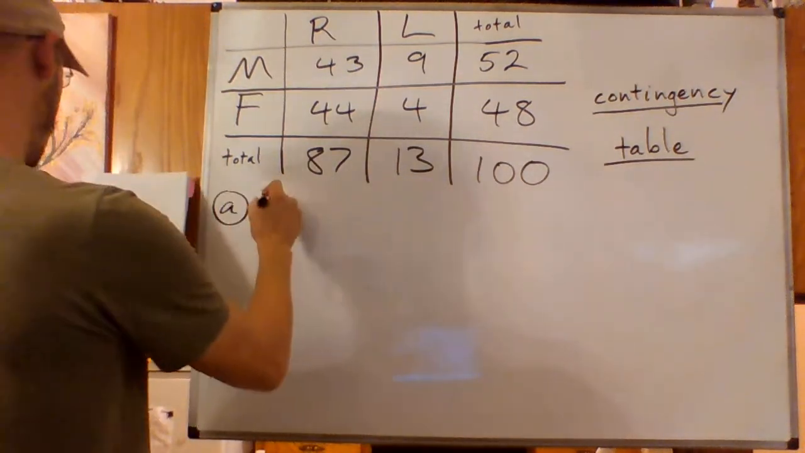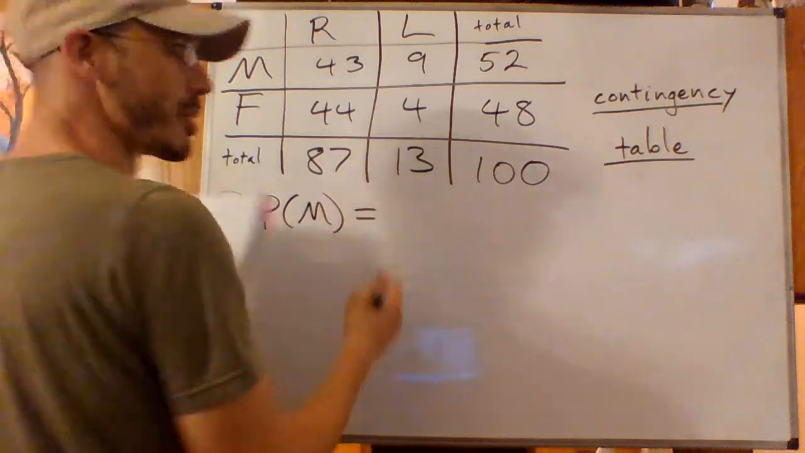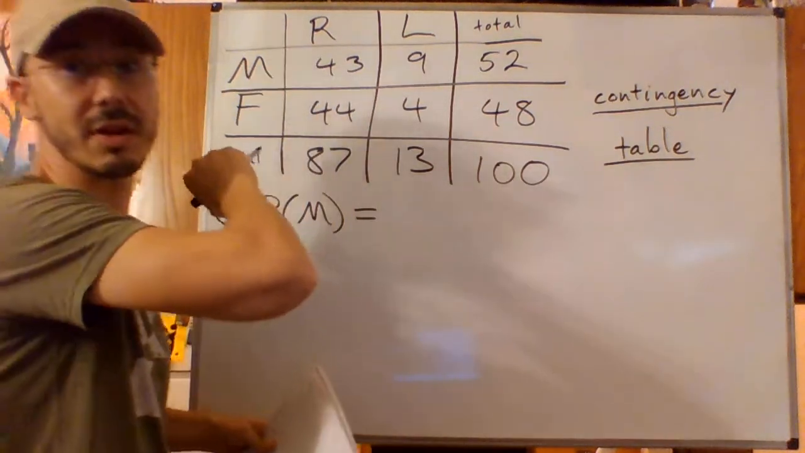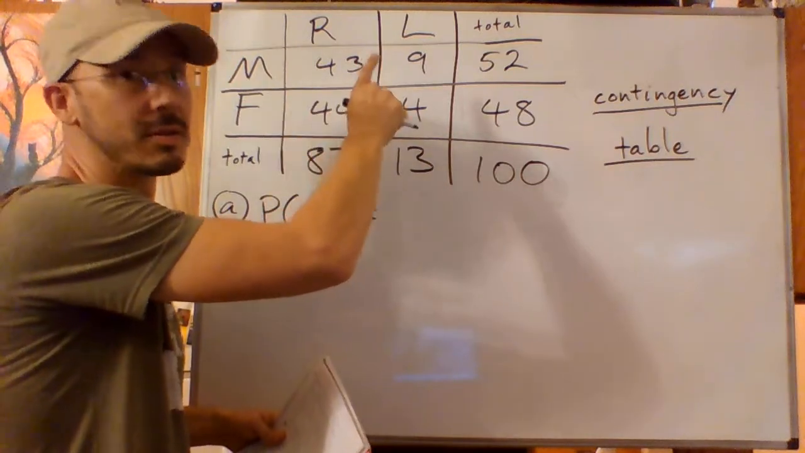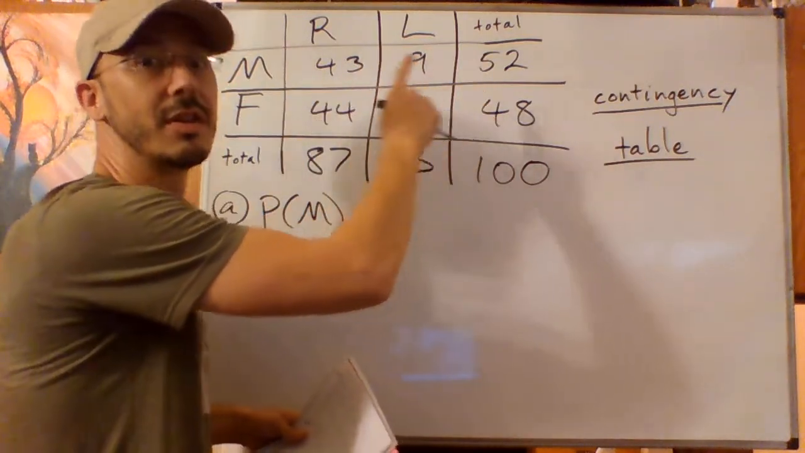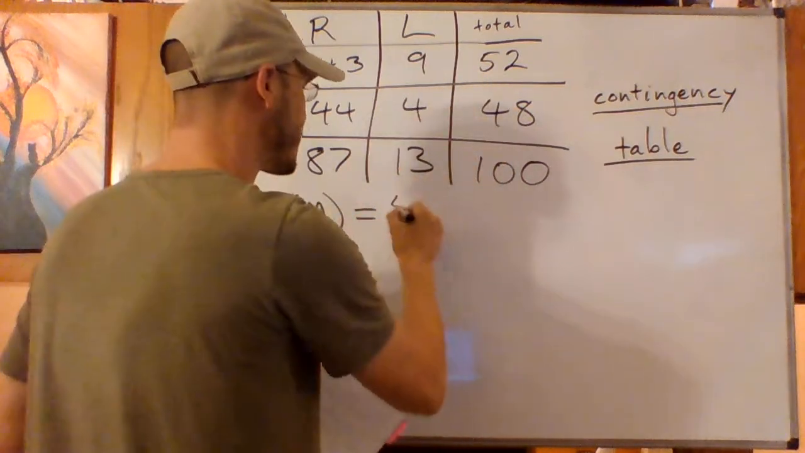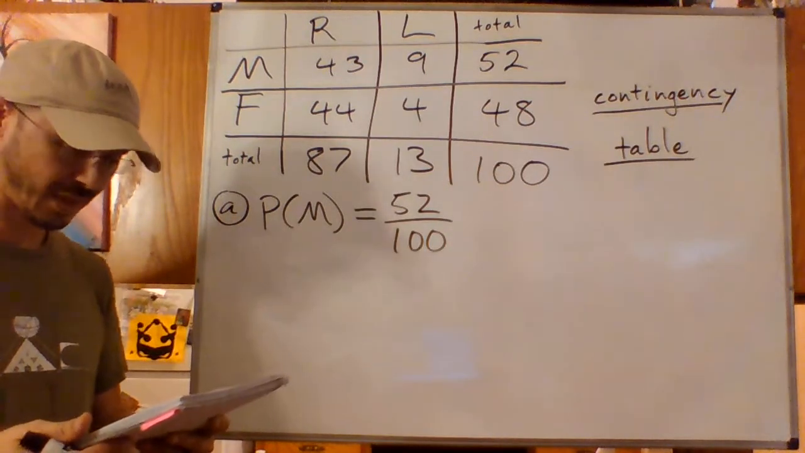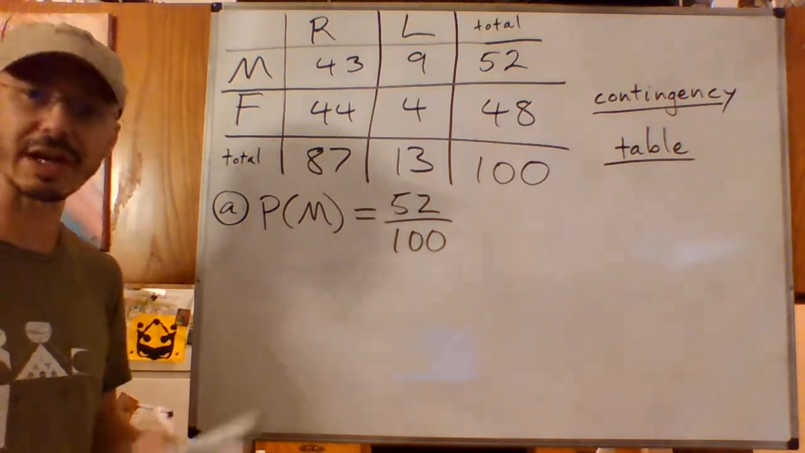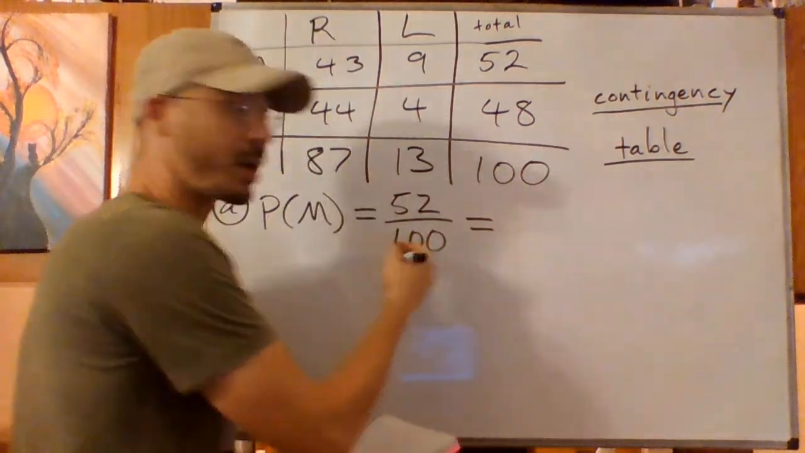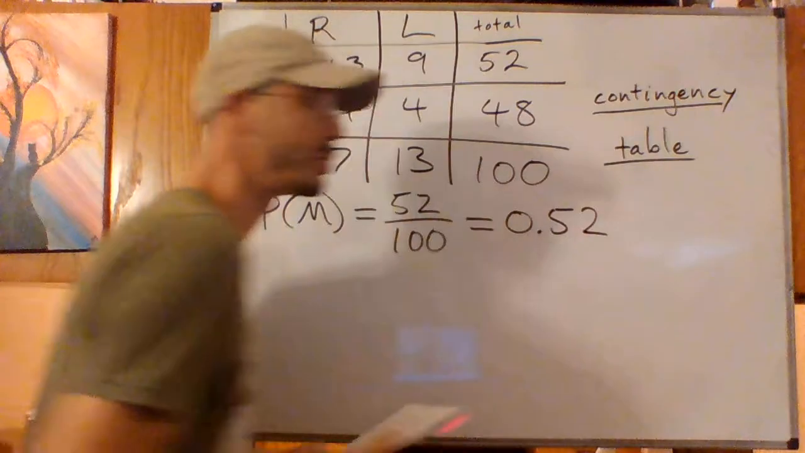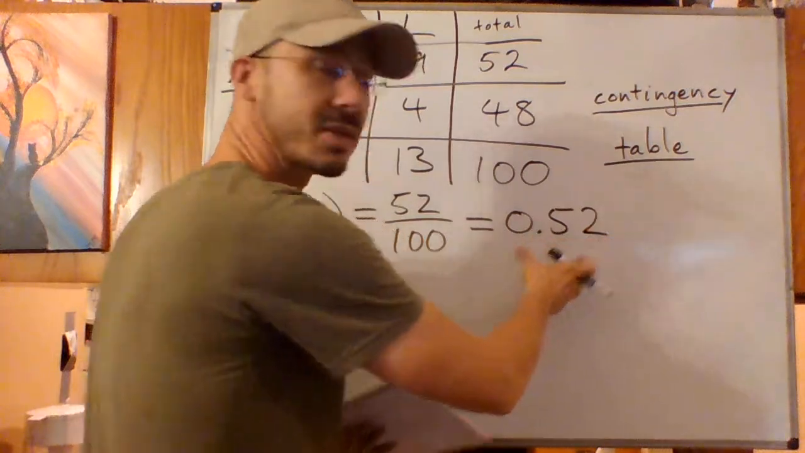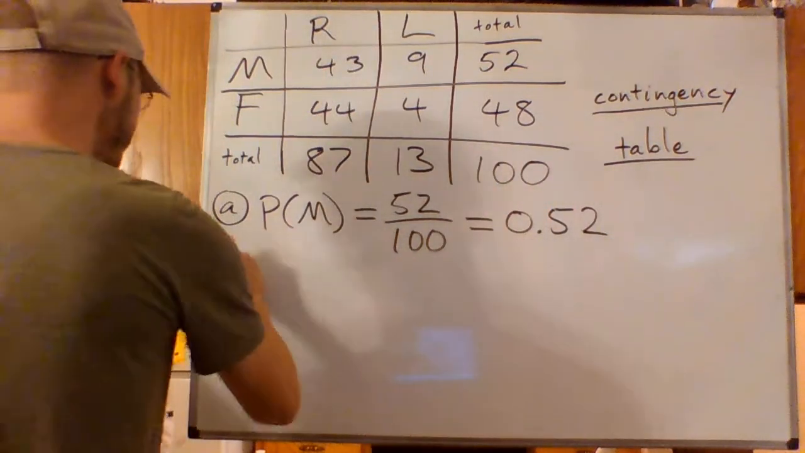First of all, for A, to calculate the probability that the randomly selected individual is male. And that's, well, how many males are there? The total for the male row is 52 out of 100 individuals total, and that's it. I'm not going to reduce these, but I do want to point out that because it's divided by 100, it's really easy to put it into decimal form. Just move the decimal point twice. But you can also see that it's a probability because it's a number greater than 0, less than 1.